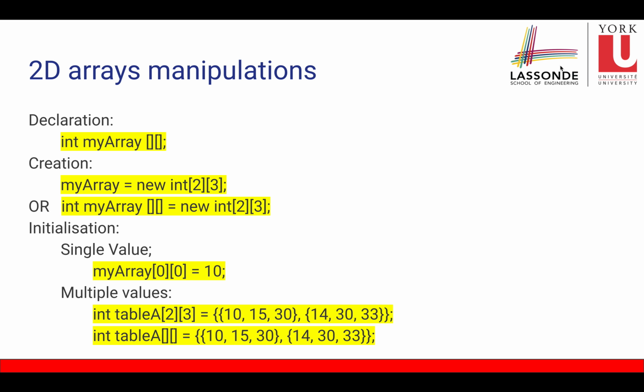2D array manipulations. We could declare a 2D array to keep a matrix. So in the declaration, we have two sets of brackets. Then creation, similar to a 1D array. Because it's a table, we need to give the rows, 2 rows, and in every row there are 3 columns.